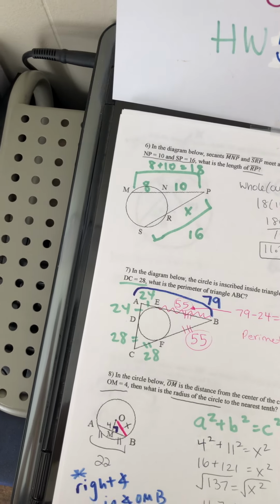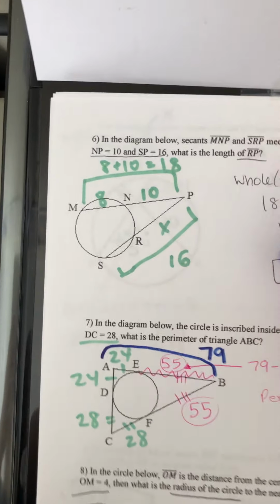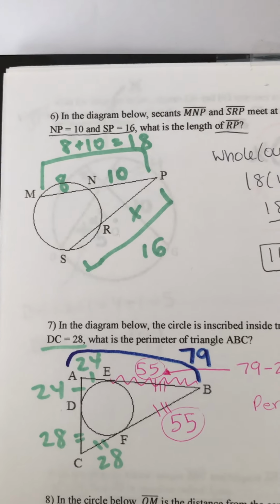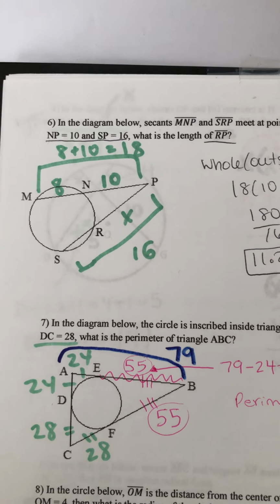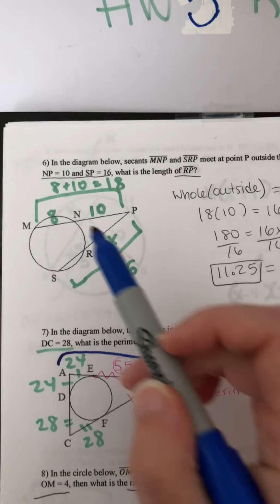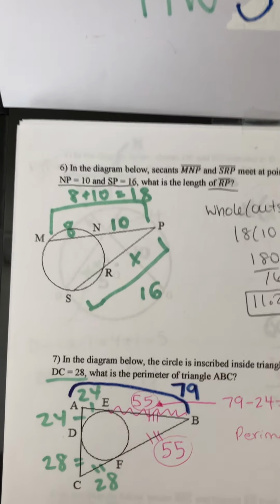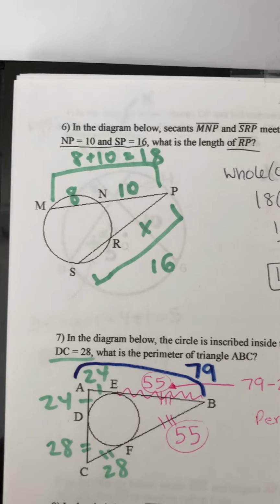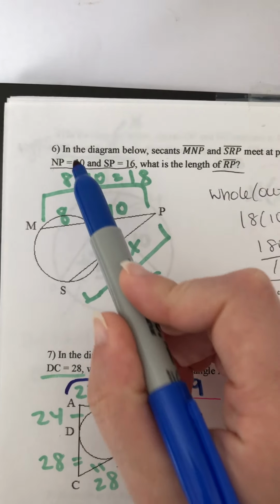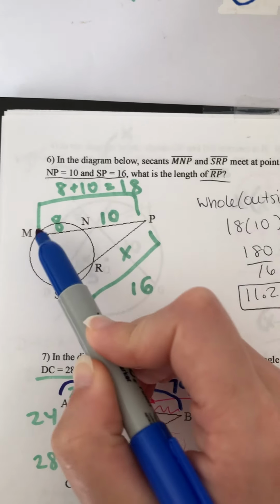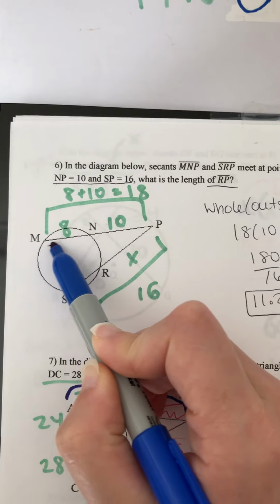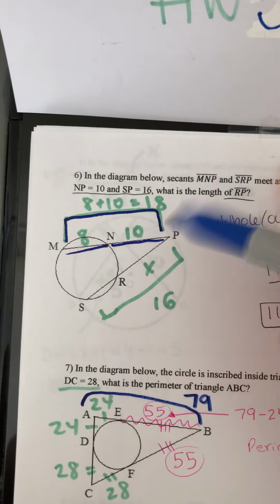On the last page, instead of having a tangent, we have two secants, so we just continue doing whole times outside equals whole times outside. Now you're going to notice I really emphasize the brackets because sometimes you don't have the whole and you need to put pieces together to get the whole. So MN is 8, NP is 10. Look at the two pieces. I need the whole. Add them together, get 18.